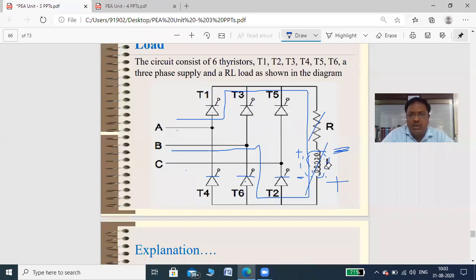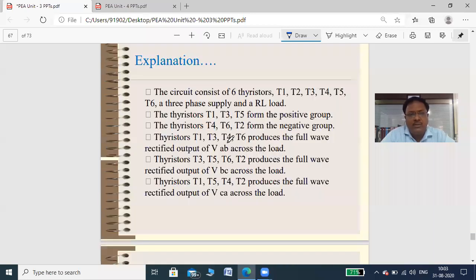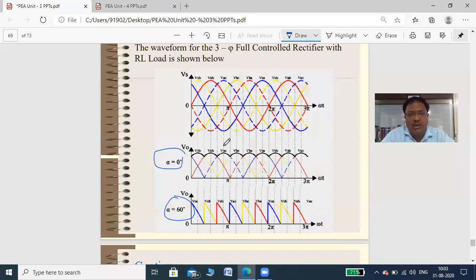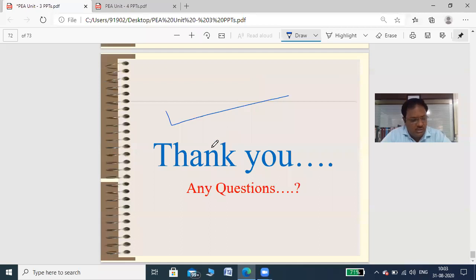For R load, only RL is discontinuous or maybe a break. So this is called as R load. And for RL load, the RL is connected. And even with a freewheeling diode, so one additional diode you can connect here. So that is called as a 3 phase converter with a freewheeling diode. Okay, so this is the working of all of these converters.